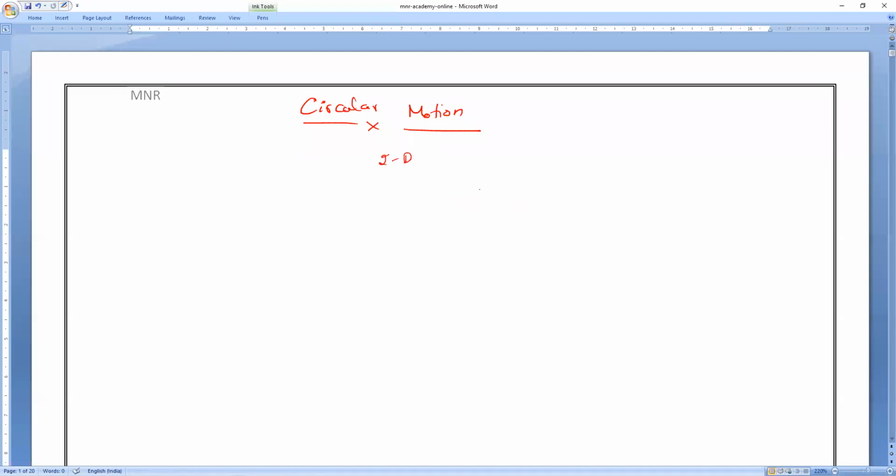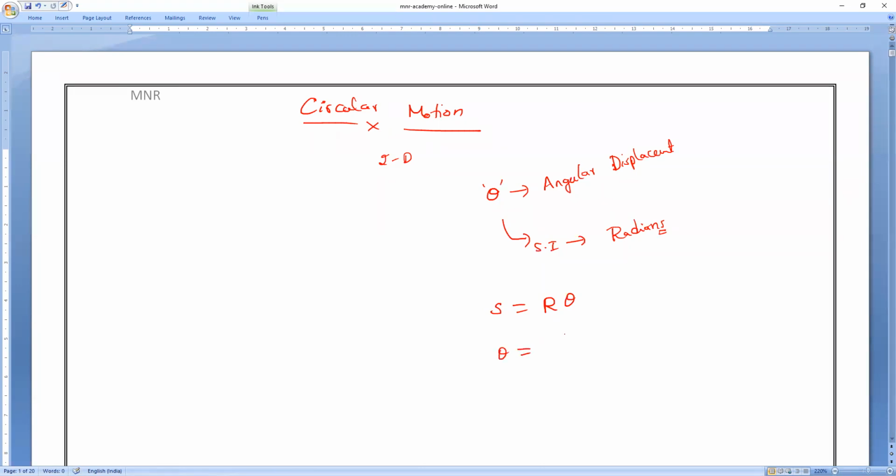So the main thing we studied in yesterday's class is theta. It's not a linear displacement. Theta is what we used to call angular displacement. What is the SI unit of angular displacement? Radian. And we have studied that linear displacement is equal to radius into angular displacement.